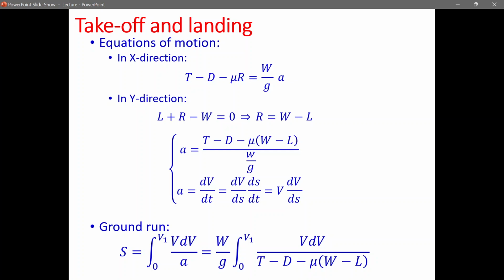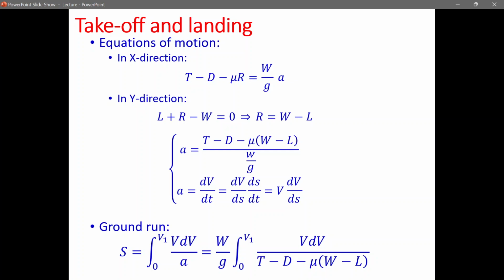and then you can find the ground run distance, which is going to be equal to the integral of W over g, weight divided by the gravitational acceleration, integral from 0 to v1 of v dv divided by T minus D minus the friction coefficient times (W minus L). You can assume all of these are constant. Then you are doing this calculation.